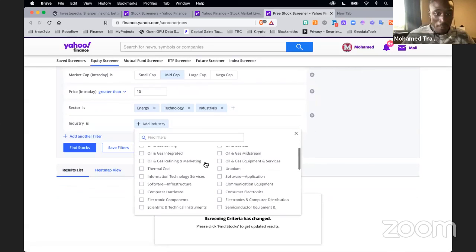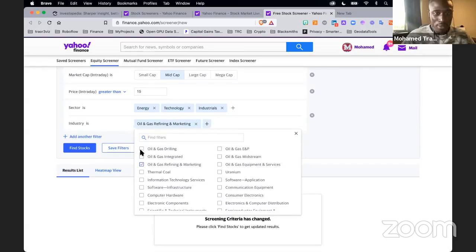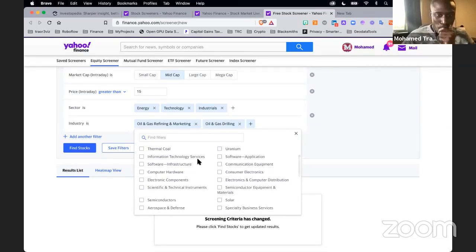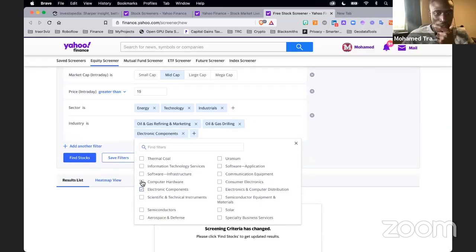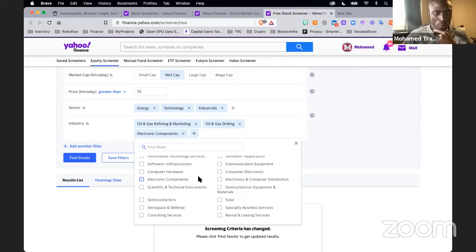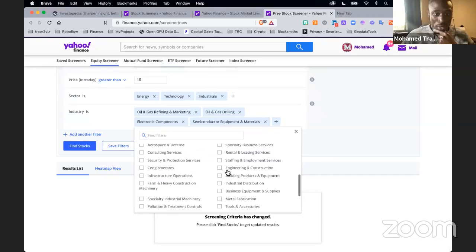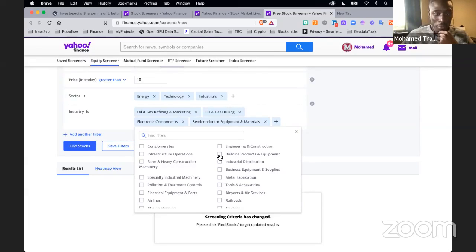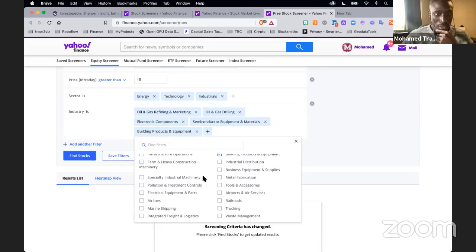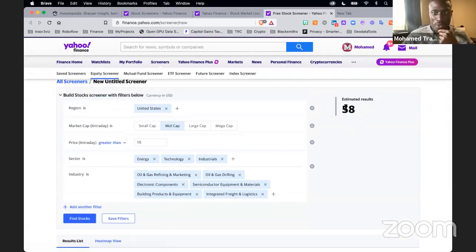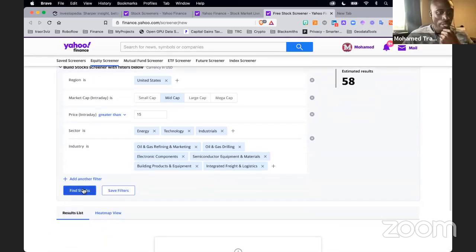Industry. Oh, wow. Let me look at refiners, drillers. I'll look at components. I really like materials people as well. Semiconductor, we got that shortage. So right here, I'm already down to 35 stocks. Let's see what else we want to look at. Building products and equipment, I like that. Let's look at freight and logistics. We got some supply chain issues going on. All right, that puts me at 58 stocks right now.